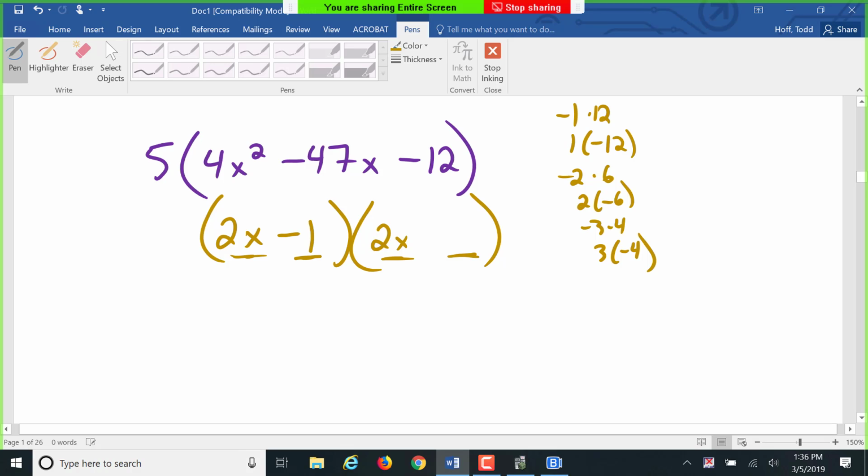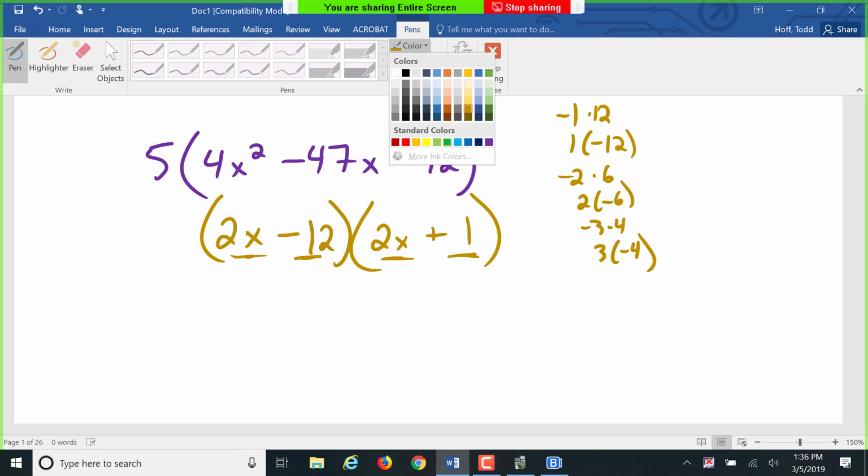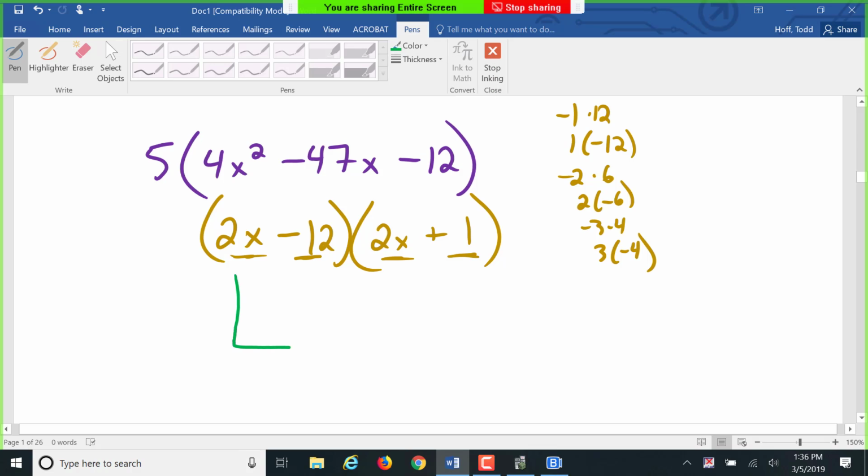The closest one that gives us, if we use the negative 12 and a positive 1, if I try that, 2x times 1 is 2x. Negative 12 times 2x is a negative 24x. That gives us a negative 22x. That's nowhere near the negative 47 we need, is it? If I try any of these other combinations, none of them get any closer.